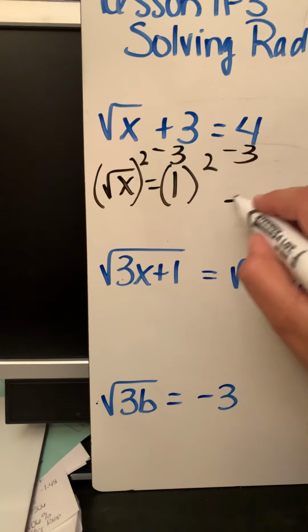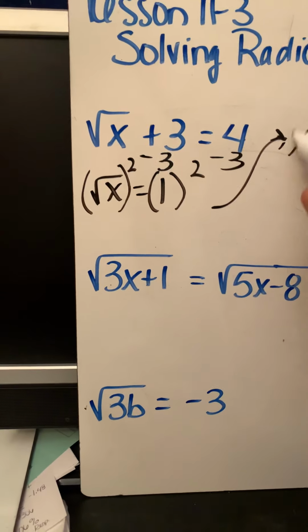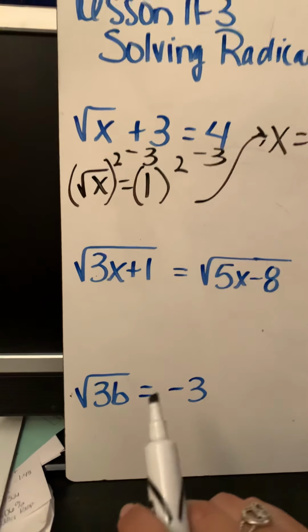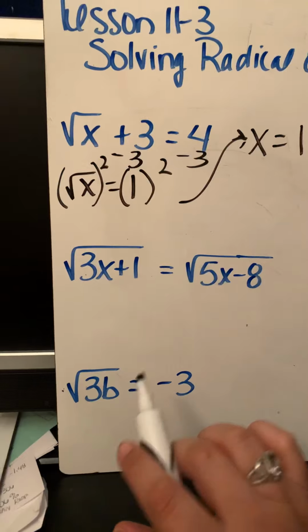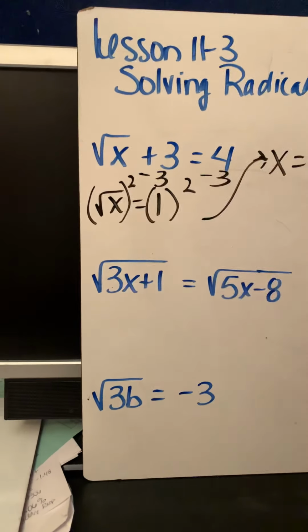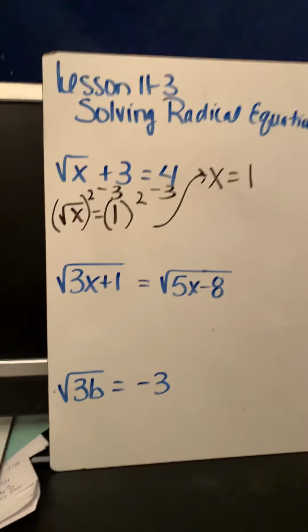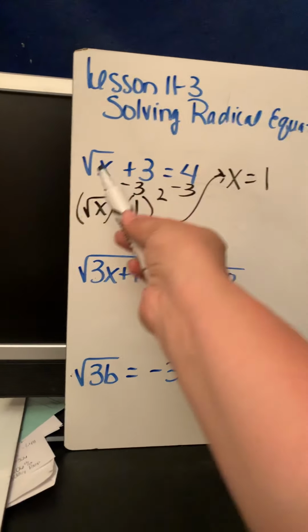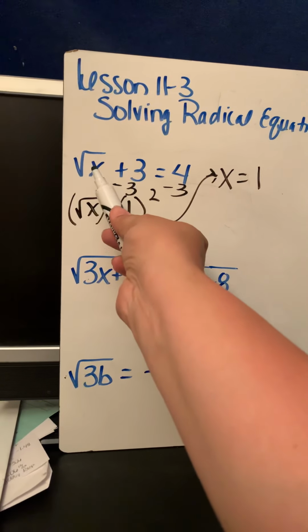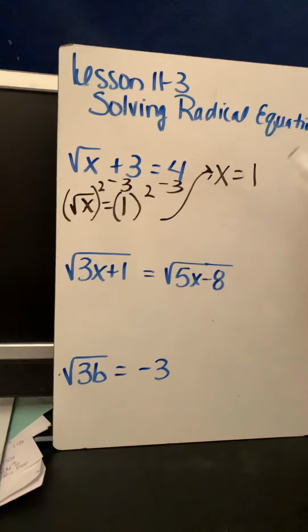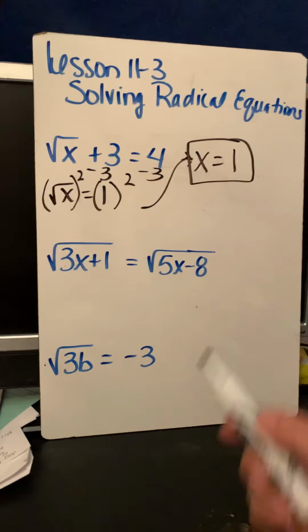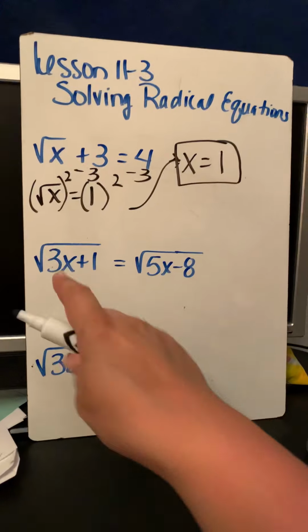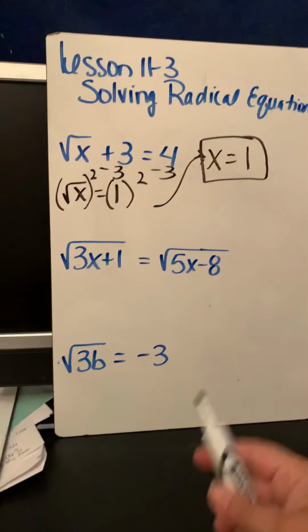So now I have x equals 1 because 1 squared is 1. And now I'm going to plug in just to double check and make sure I have a correct solution. So if I plug 1 back in for x, square root of 1 is 1. What's 1 plus 3? 4. It works. So x equals 1.